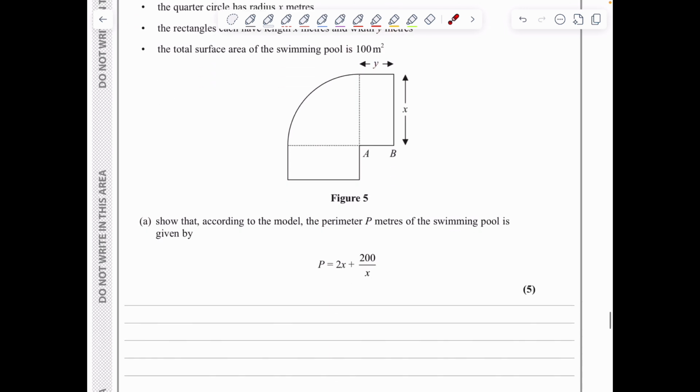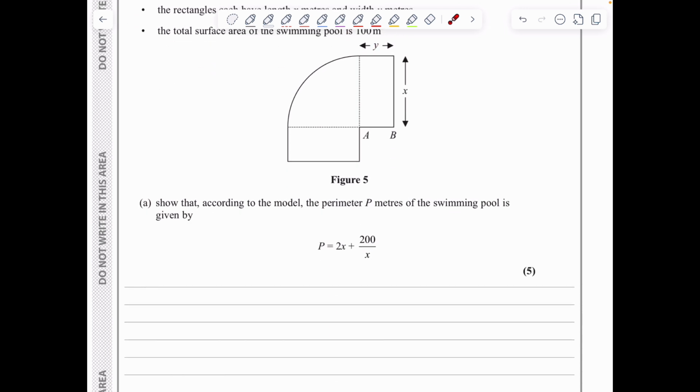And we need to show that according to the model, the perimeter p meters is given by p being 2x plus 200 over x. So looking at the diagram here, let me add the measurements we were given. So here AB is y, this part is also y, this is x, and this is y. Now this is the quarter of a circle having a radius of x. We know that the circumference of a circle is 2 pi r, so the length of the arc here is given by 2 pi x over 4.